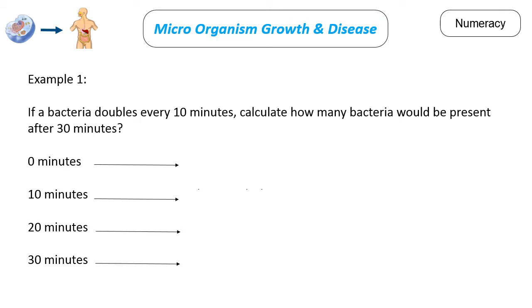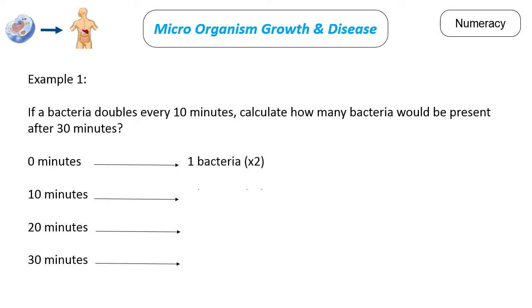Now in this example, it's very similar to the last one. Again, we're going to be using the doubling technique, that doubling each time. But the question has changed slightly. So the wording has changed to every 10 minutes. If a bacteria doubles every 10 minutes, as you can see here, every 10 minutes, calculate how many bacteria would be present after 30 minutes.